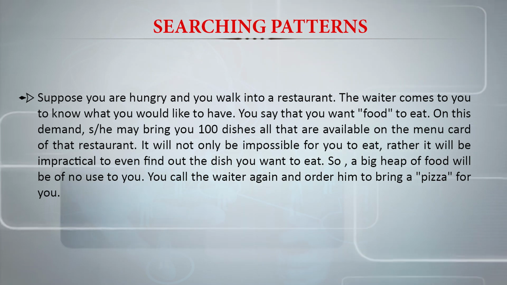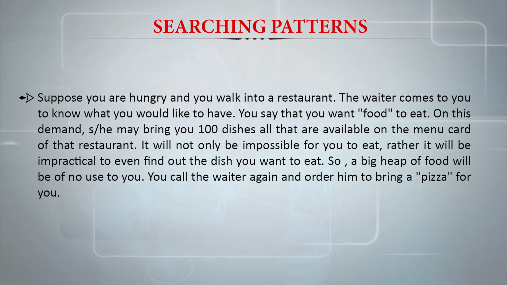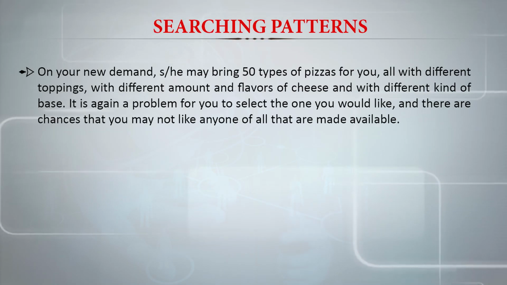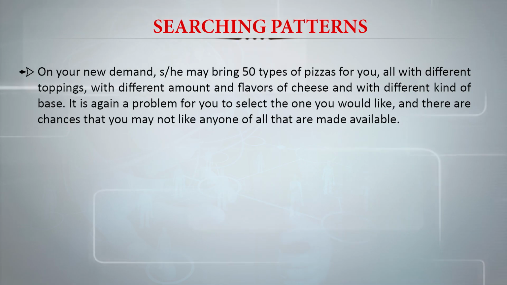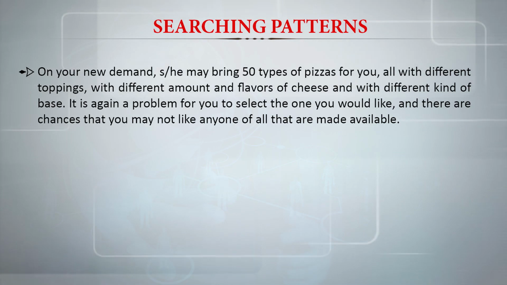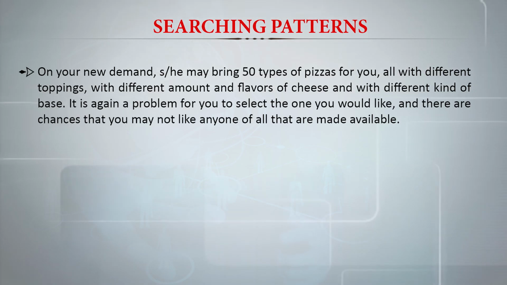You call the waiter again and order him to bring a pizza for you. So now you are a bit better. You are not saying food. Food means everything that the restaurant makes, and he brought around 100 dishes. Now you said bring pizza. You are specific now. So on your new demand, the waiter brings 50 types of pizzas for you, all with different toppings, with different amounts and flavors of cheese, and with different kinds of base.